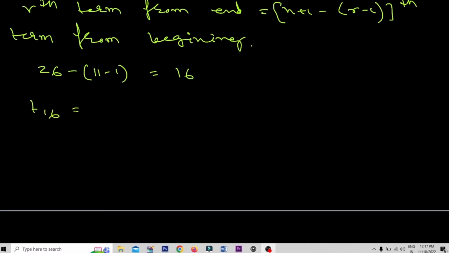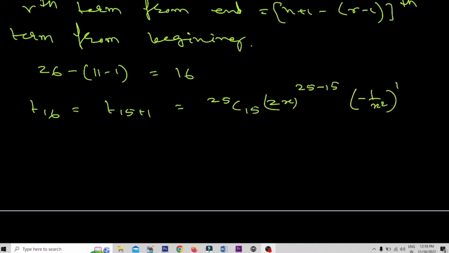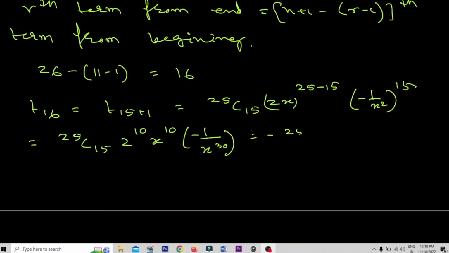T16 equal to T15 plus 1. So 25C15 (2x) whole to the power 25 minus 15, (minus 1 by x square) whole to the power 15. So we can say this 25C15 2 to the power 10 x to the power 10, minus 1 by x to the power 30. So minus 25C15 2 to the power 10 by x to the power 20.